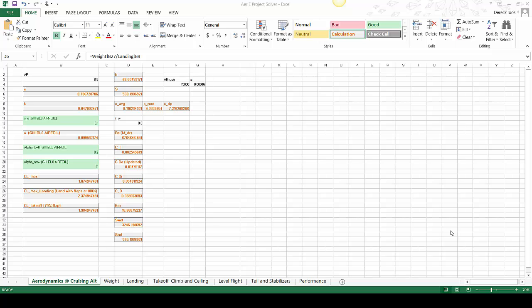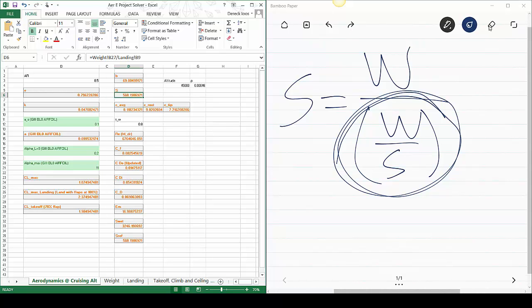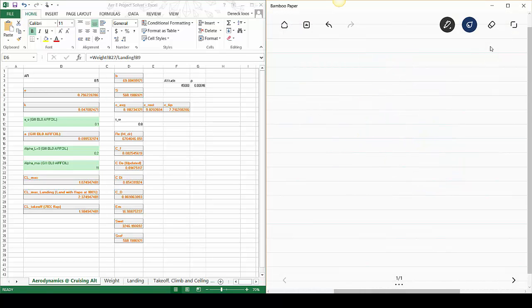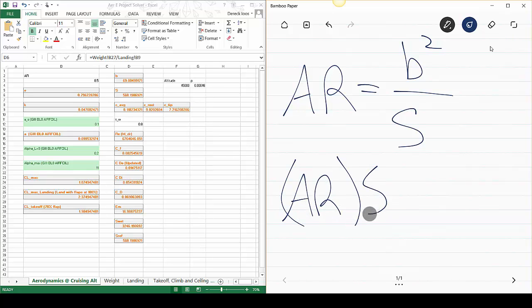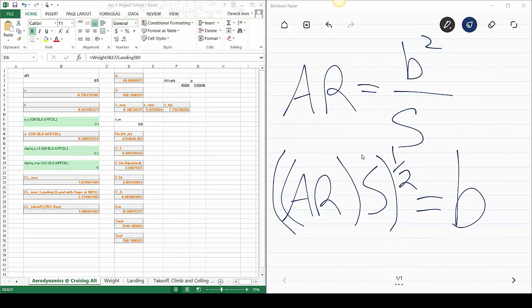And also, for anyone who is unclear, the aspect ratio of a wing is its span squared divided by the area. From here we can now solve for our wingspan. We simply set aspect ratio equal to span squared over area. And now by multiplying aspect ratio times the area and taking the square root, we can get our wingspan. And as you can see here for wingspan, it is the square root of D6, which is my wing area, times B3, which is my aspect ratio.